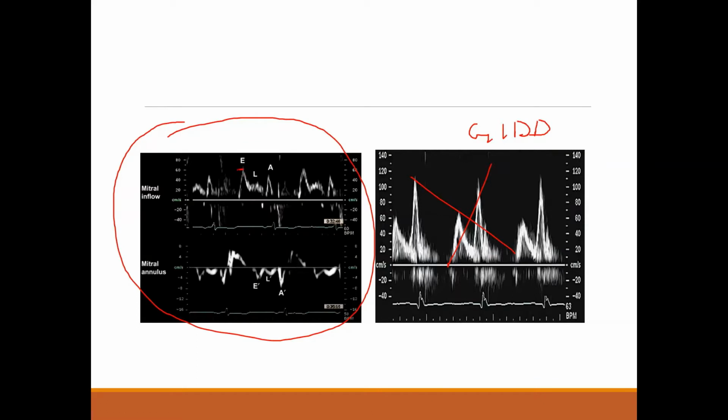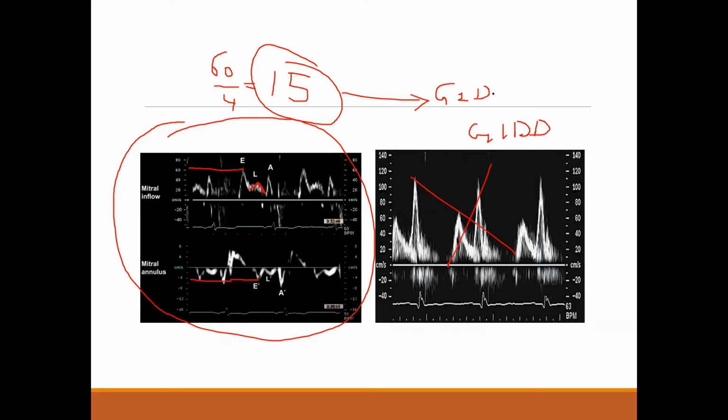Yes, I agree with you. If I take this one here, this is 60, and if I take this one here, it is 4. So 60 over 4 is what? 15. So E over E prime is 15, and I also have what? This L hump, which is mid-diastolic flow. So this is extremely suggestive of grade 2 diastolic dysfunction.